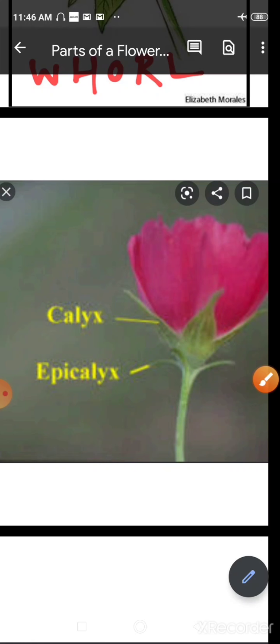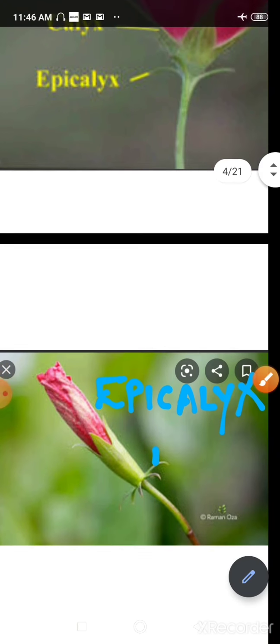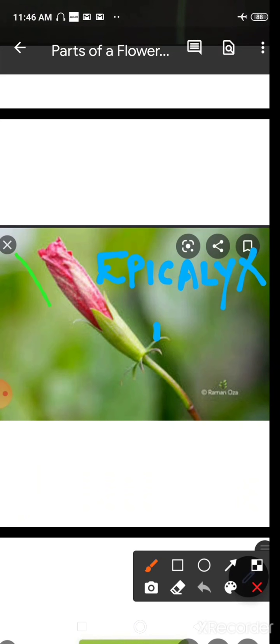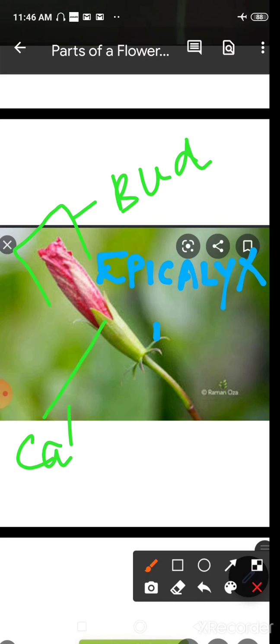That is the bracteole, right? So that is the diagram of the epicalyx. Again, if you look at it here in this particular figure, you can see the bud, right? This is the bud of the flower. This part is the calyx. And this that I have shown with blue, this region is the epicalyx.